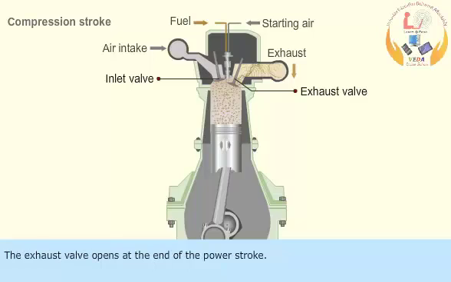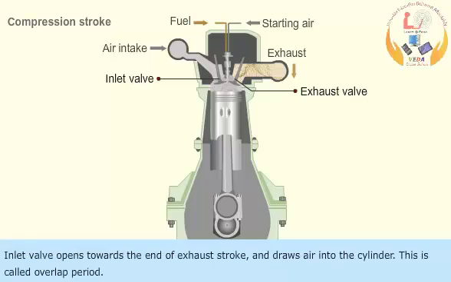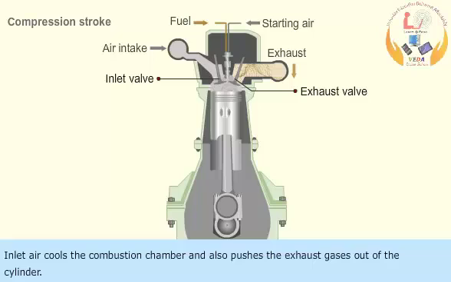The exhaust valve opens at the end of the power stroke. The piston starts moving upwards and expels the exhaust gases. Inlet valve opens towards the end of exhaust stroke and draws air into the cylinder. This is called overlap period. Inlet air cools the combustion chamber and also pushes the exhaust gases out of the cylinder.